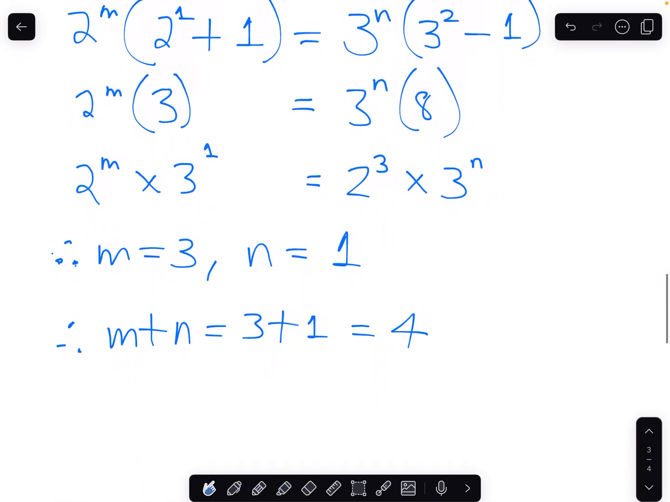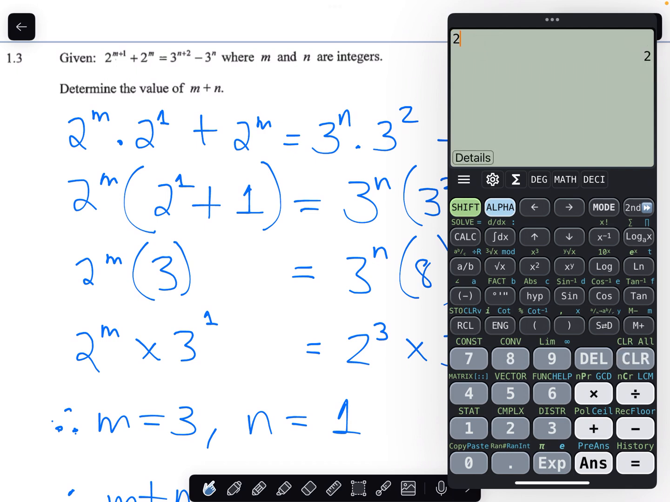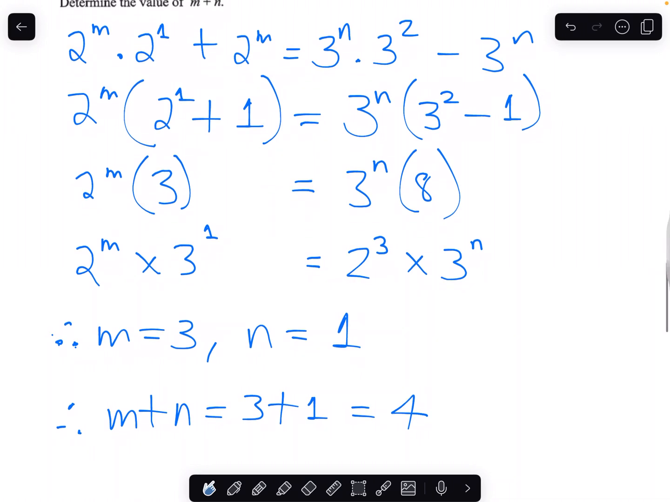Right, let's just double check our numbers. So m equal to 3, n equal to 1. Let's see if that does in fact work. So that would be 2 to the power of 3 plus 1 plus 2 to the power of m. So that is 24. Okay, and then we have 3 to the power of n plus 2 minus 3 to the power of n. Of course this little calculation doesn't prove that these are the only solutions. We just have to trust that our mathematics was on point, but that's satisfactory enough for now.